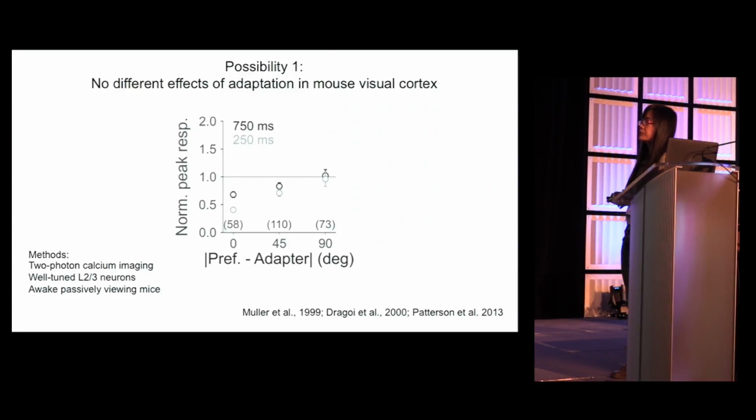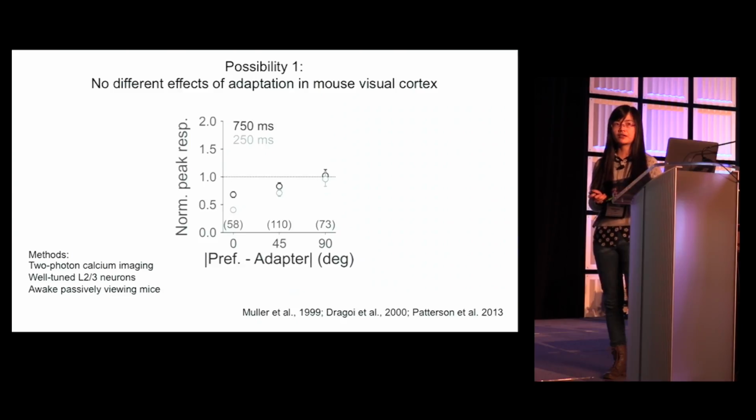We found that adaptation selectively reduces the activity of neurons with preferred orientation closer to the adapter, while neurons with preferred orientation far away from the adapter remain relatively unchanged after adaptation. So this orientation-specific adaptation is similar to that observed in the primates and the carnivores. Therefore, we rule out the first possibility.